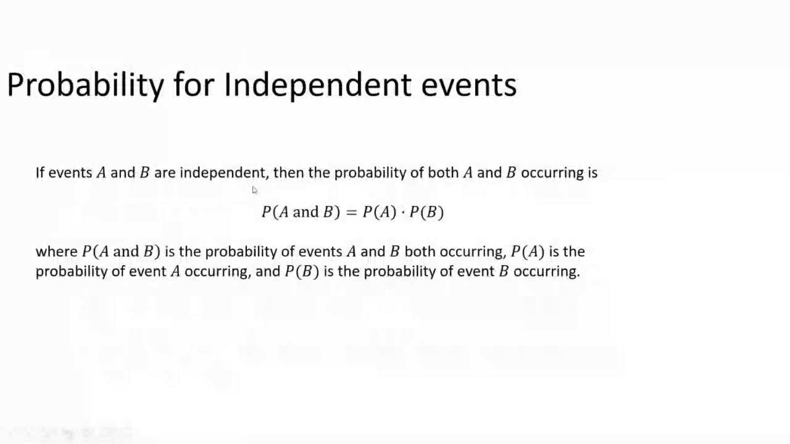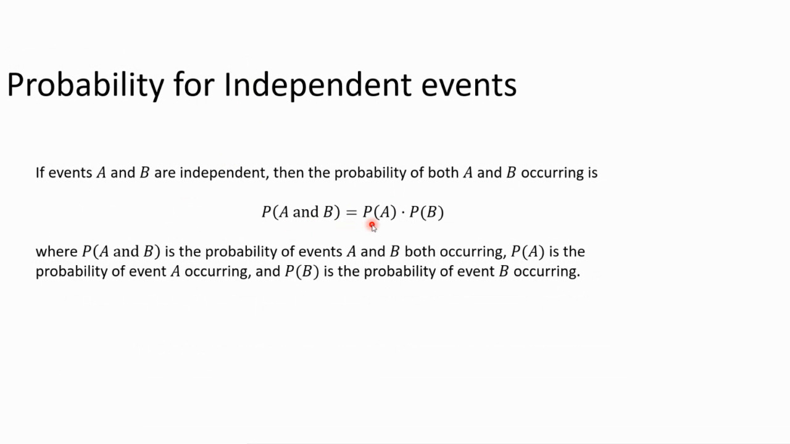Now you might be thinking, why do we care so much if events are independent or not? Well, it turns out that to get the probability of two events occurring, it's a little bit easier if they're independent. Basically, if two events A and B, let's say, are independent, the probability of both of them occurring, that is, the probability of A and B, turns out to be just the product of the two.